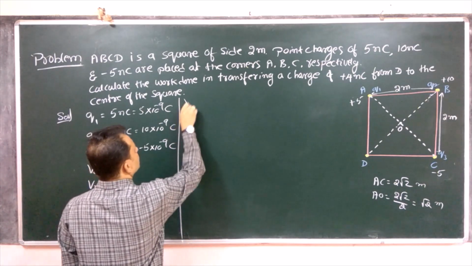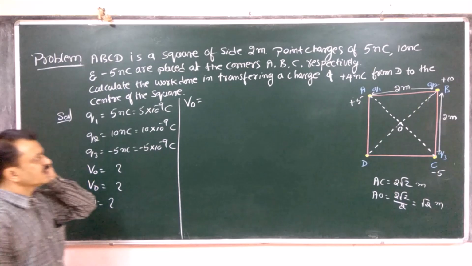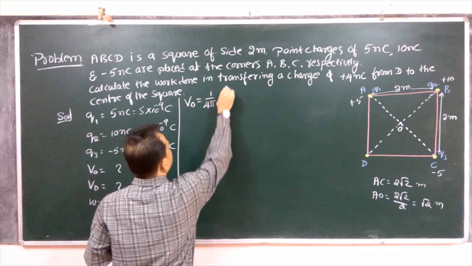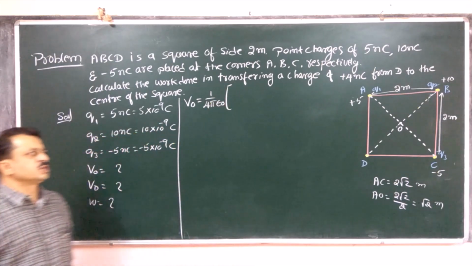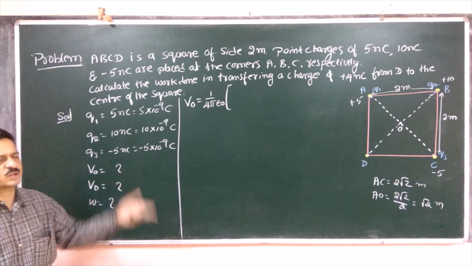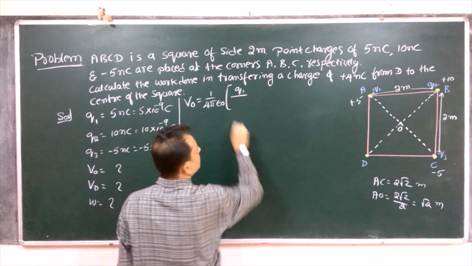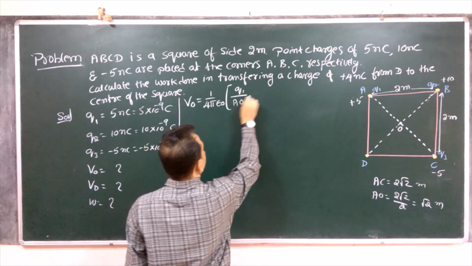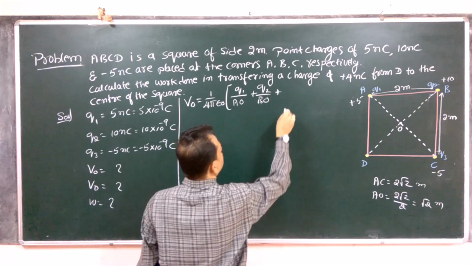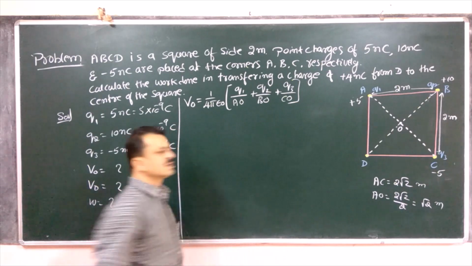Now let me take the potential at center. The potential at center is given by the formula: 1 divided by 4 pi epsilon naught into potential due to the first charge plus potential due to the second charge plus potential due to the third charge. It is an algebraic sum. Therefore, I will write Q1 divided by distance AO plus Q2 divided by distance BO plus Q3, the third charge, divided by CO. That is the general formula.